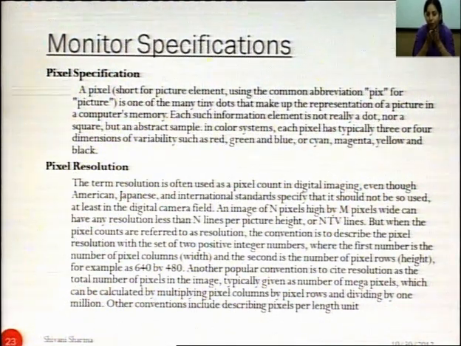Then pixel resolution. The term resolution is often used as a pixel count in digital imaging, even in American, Japanese and international standards, for an image of n pixels high by m pixels wide. This is the height and width, n by m pixels. So this is the pixel resolution. If we say 640 by 480, it means 640 in height and 480 in width.